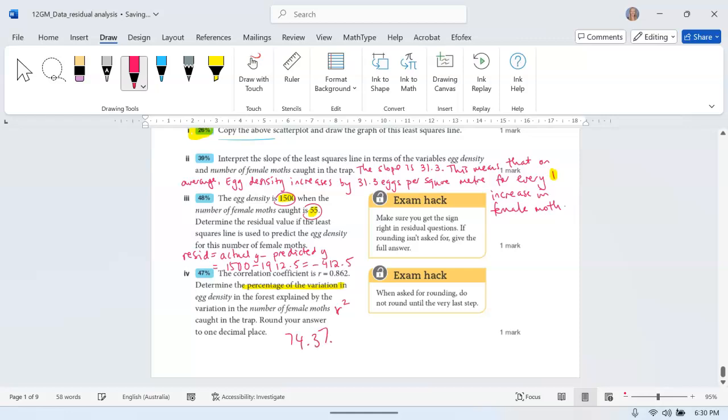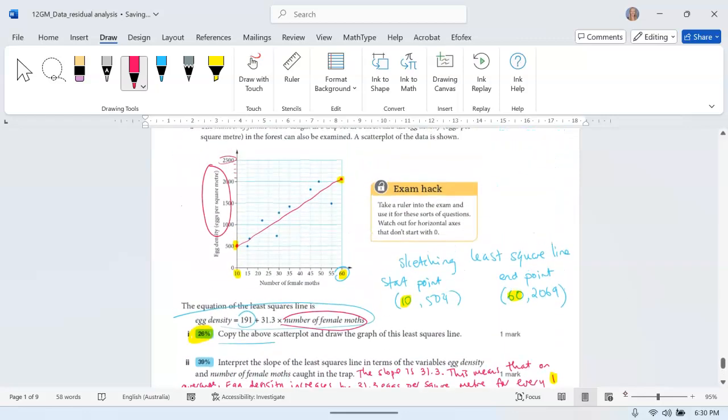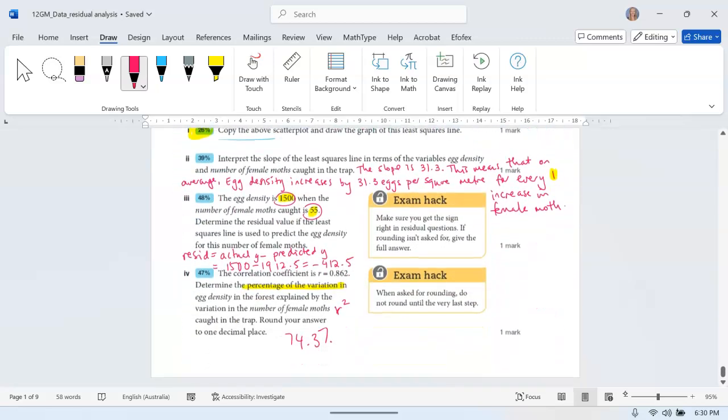All right, if it had to be not explained, then we do the opposite, which would be 25.7. So 25.7 would be other factors. And I'm not getting into the egg density and moths and so forth right now.